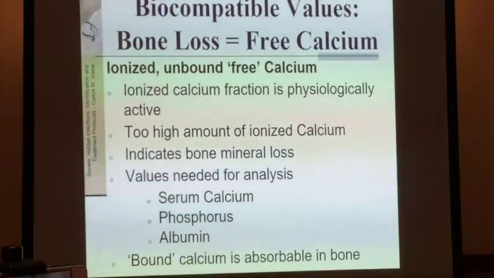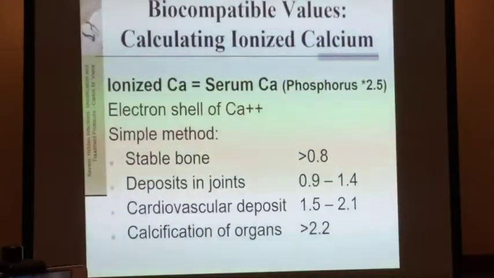The only thing you really need to evaluate this is serum calcium and phosphorus. There is a formula that's a little bit more complicated that uses albumin, but I hardly use that formula at all. Because calcium has 2 electrons in the outer shell, we know that it should attach to 2.5 phosphorus. So if you take your actual phosphorus and multiply it by 2.5 and subtract it from your serum calcium, then you have your ionized calcium score.